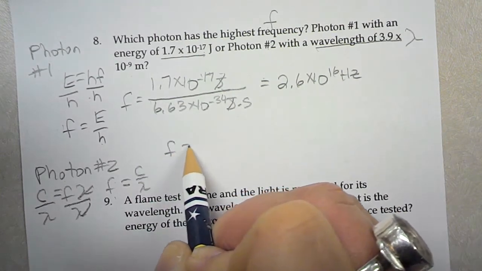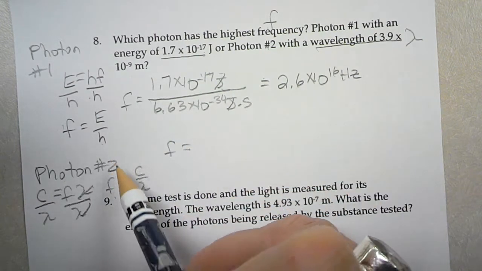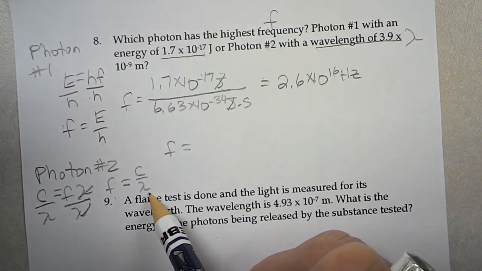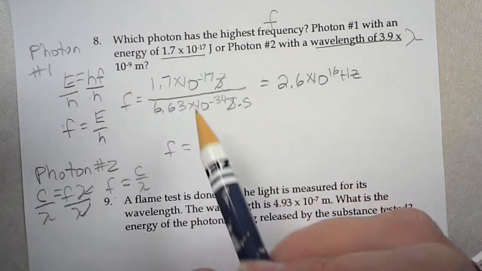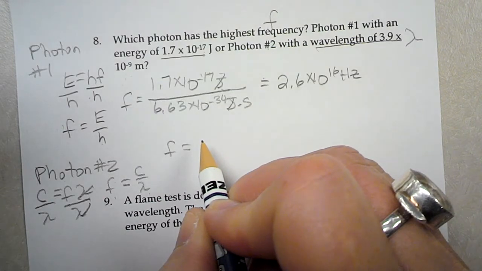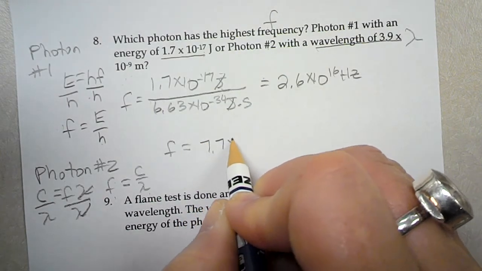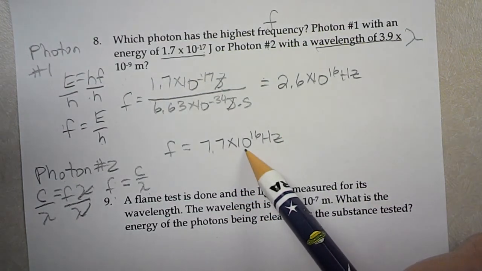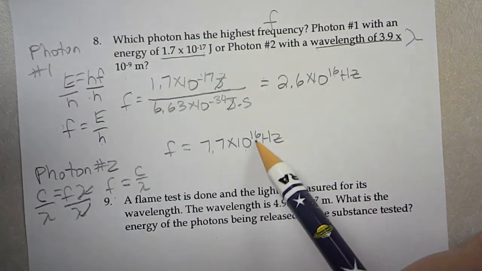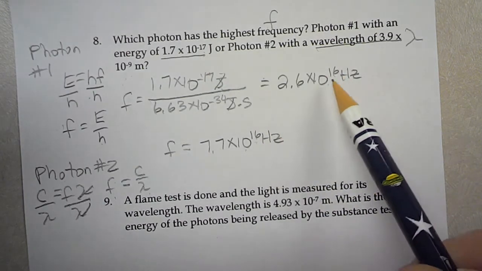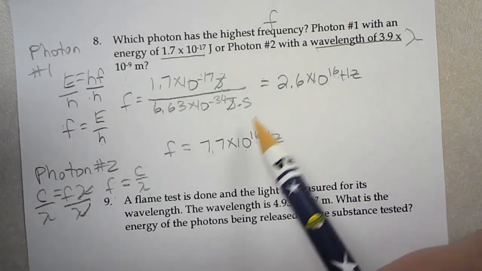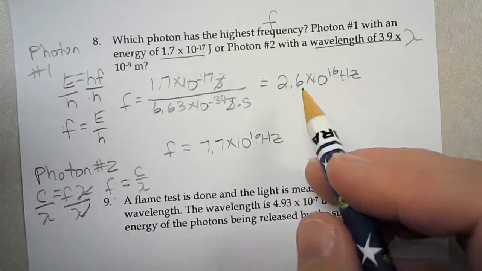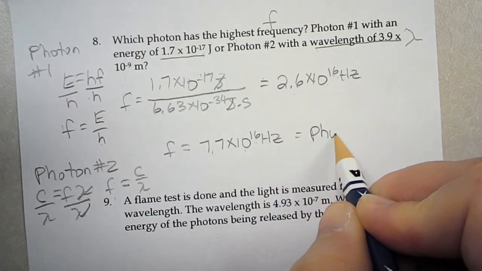When I do my second frequency, I take the speed of light, which is 3 times 10 to the 8th, and divide it by the lambda, which is up here, 3.9 times 10 to the negative 9, and I get 7.7 times 10 to the 16th hertz. Now when you look at these, both of these have the same exponent, so we're talking about the same number of zeros. So 7.7 is larger than 2.6. They want to know the highest frequency. The answer is photon number 2.